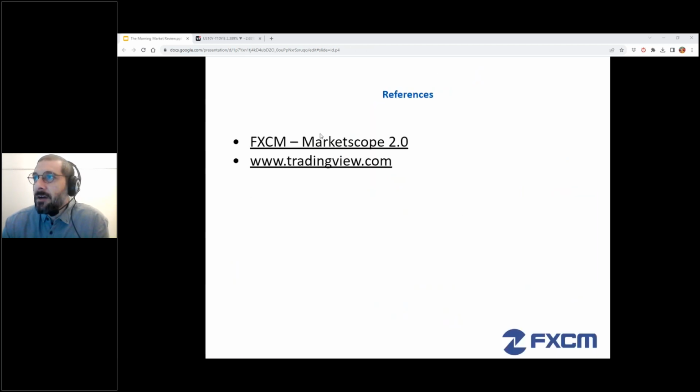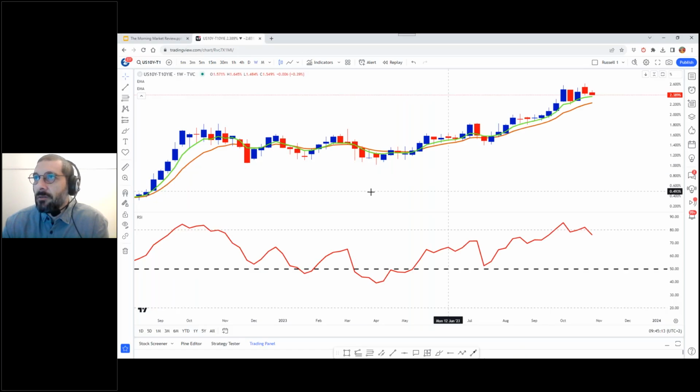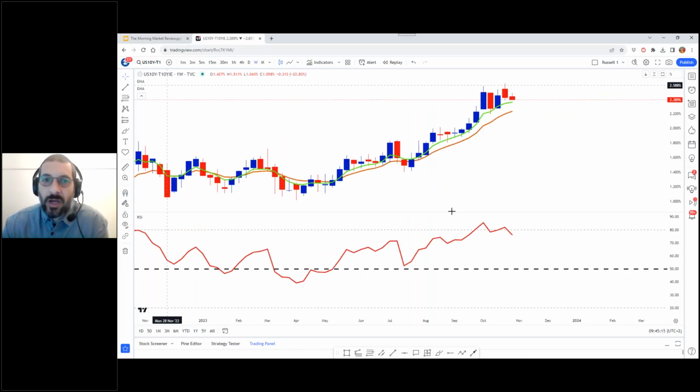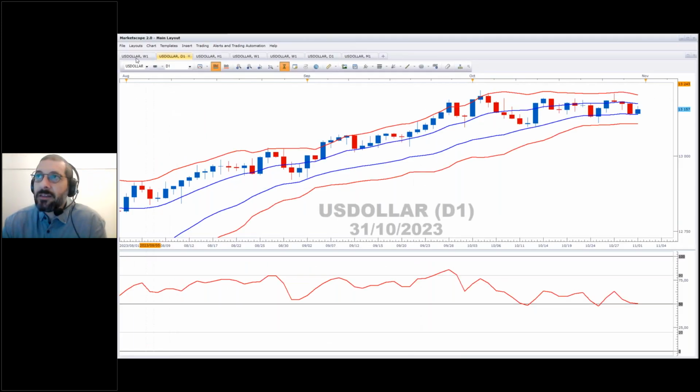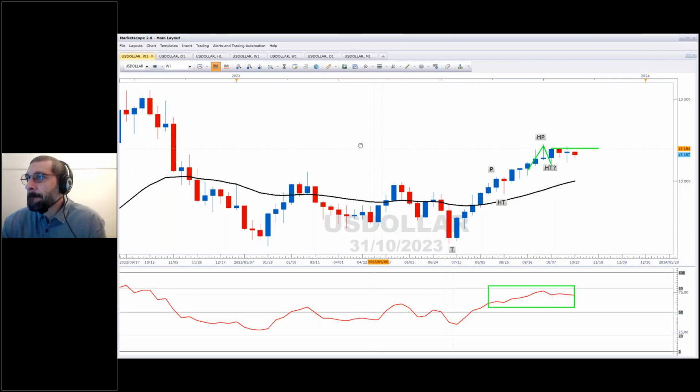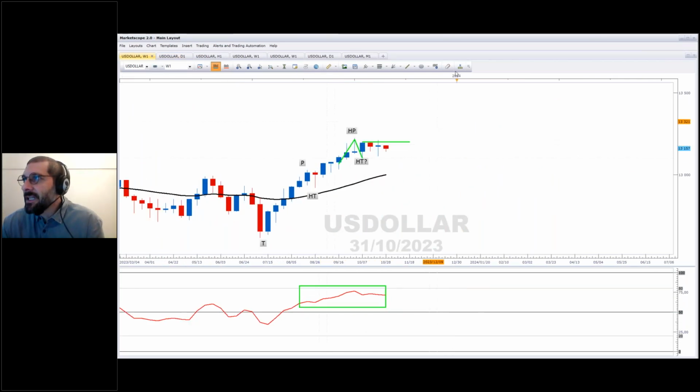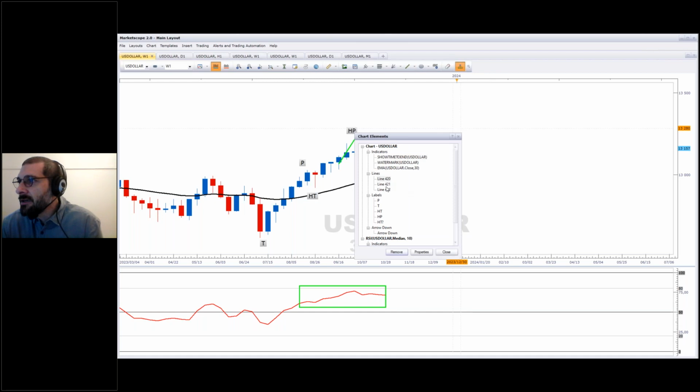All right, and our references, MarketScope 2.0 and TradingView. Here is our TradingView, starting off with the real rate. Now, actually, I think it might be instructive if we take a look at the US dollar before we look at the real rate. I want to just clear up all the line studies that we have here. Let's take out these lines. Let's take out the labels.